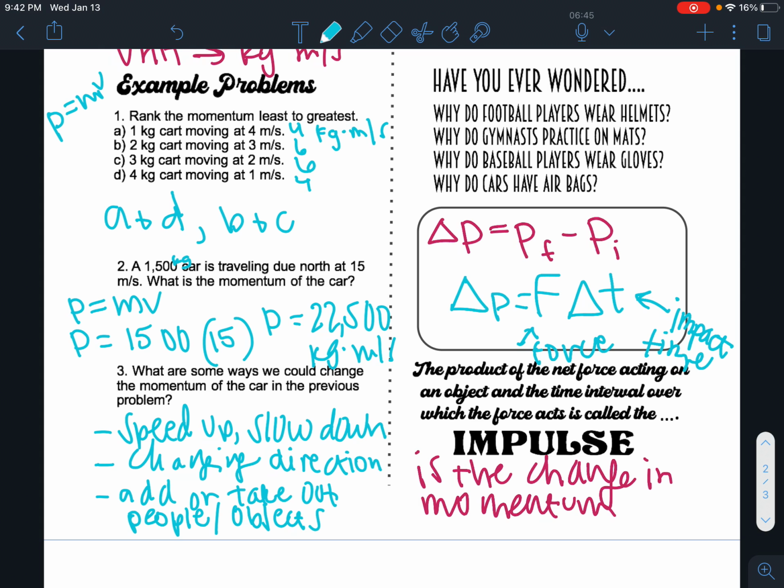So basically the idea behind this is that if you increase the impact time, you're decreasing the force, and vice versa. Gymnasts practice on mats, that's a good example. When they hit the mat, instead of the concrete ground, they fall for longer. That impact time is extended on a mat versus the hard ground. So higher impact time equals lower force, which means the gymnast is less likely to be hurt.